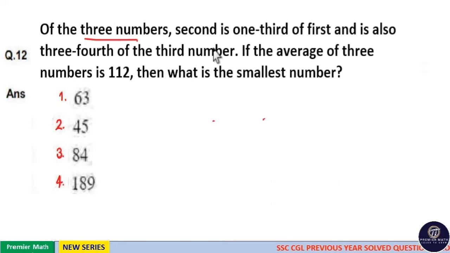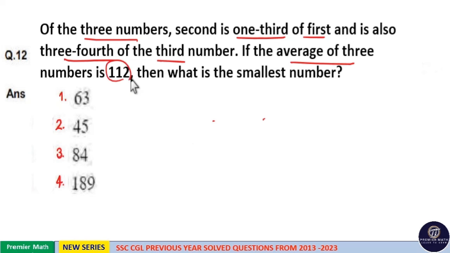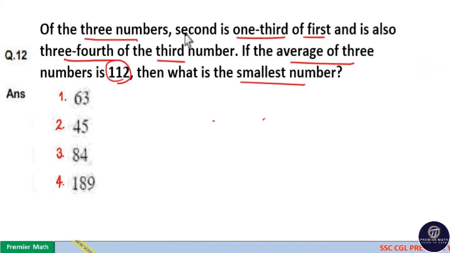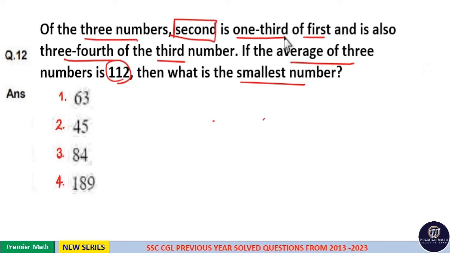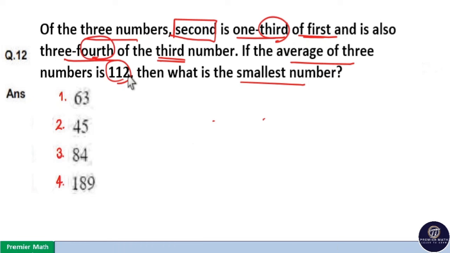Of the three numbers, the second is 1/3 of the first and is also 3/4 of the third number. If the average of the three numbers is 112, then what is the smallest number? Here the second one is in relation to the first and third numbers. Second is 1/3 of first and 3/4 of the third number. Now in 1/3 the denominator is 3, in 3/4 the denominator is 4. So 4 into 3, 12 is the LCM.